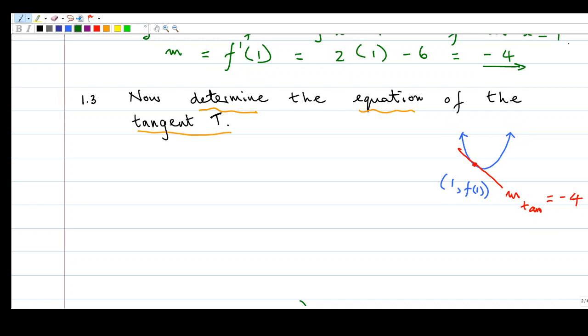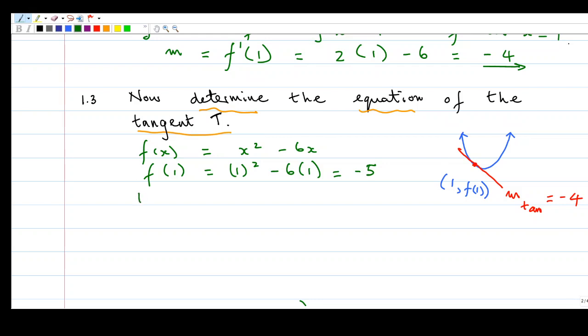So we've got f of x is equal to x squared minus 6x. So f evaluated at 1, that's 1 squared minus 6 multiplied by 1, and that gives us negative 5, right, for f evaluated at 1.